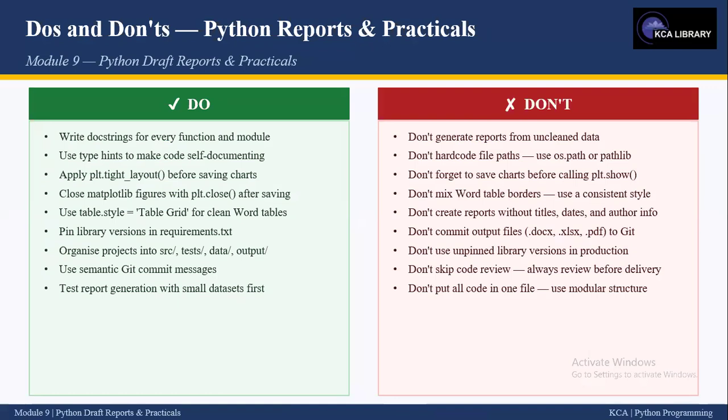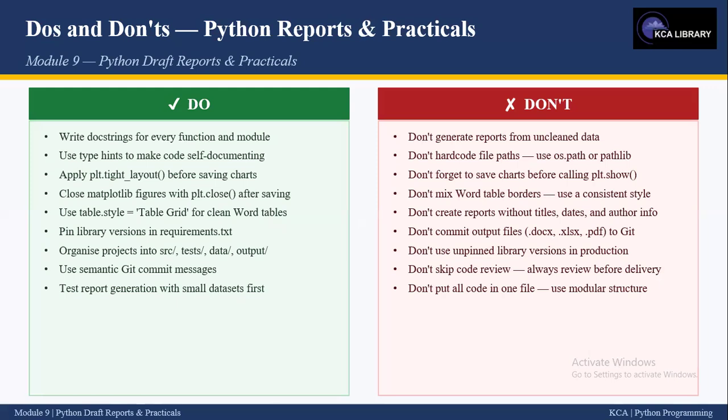Always call plt.tight_layout before saving a chart to prevent overlapping elements. Close Matplotlib figures with the plt.close function after saving to free memory. Use Table Grid style for clean Word tables. Pin library versions in requirements.txt. Organize the project into src, tests, data, and output folders. Use semantic git commit messages, and always test report generation with a small dataset before running on full data.